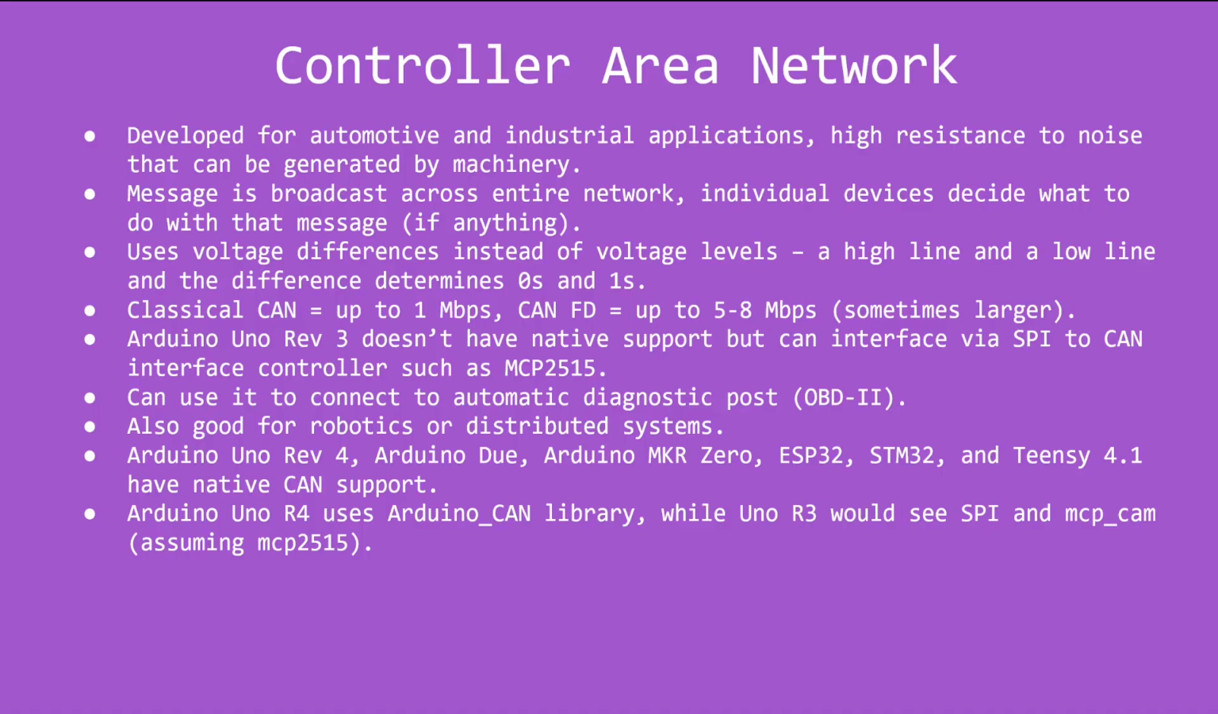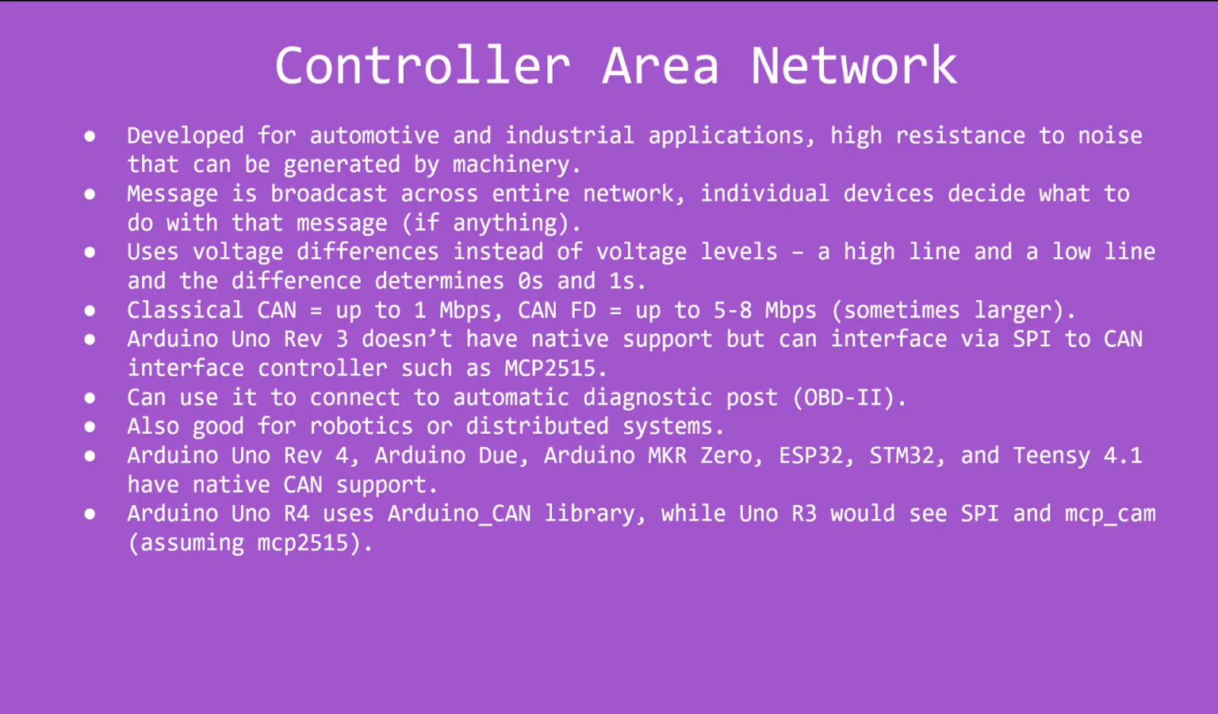Then we have CAN, or controller area network, or controlling area network, depending on who you ask. It's designed for automotive and industrial applications. One of its big benefits is that it has high resistance to the noise that's generated by machinery, and by that I mean electrical noise. Your car uses this. This is what keeps your car all synced up. Yes, your car is a computer network, and it's probably been that way since sometime in the 80s.